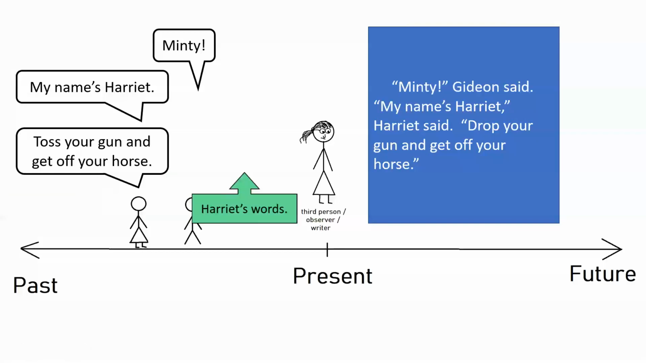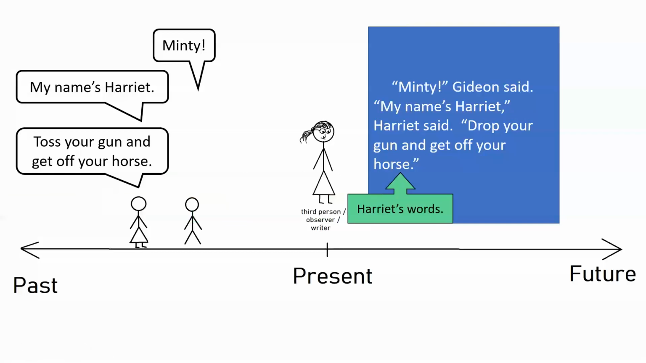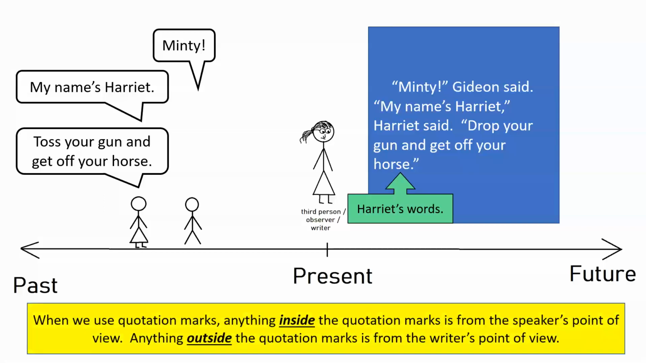"Drop your gun and get off your horse." Those are Harriet's words. So I'm kind of moving back and forth between the people in the story talking and then myself talking, and I use the quotation marks to show who is talking there. When we use quotation marks, anything inside the quotation marks is from the speaker's point of view in the story. And anything outside the quotation marks is from the writer's point of view.